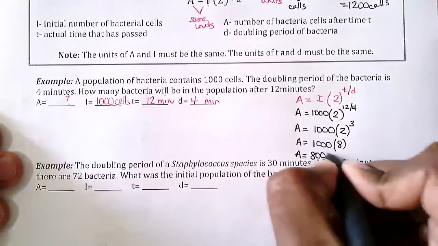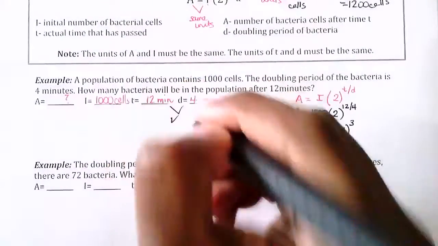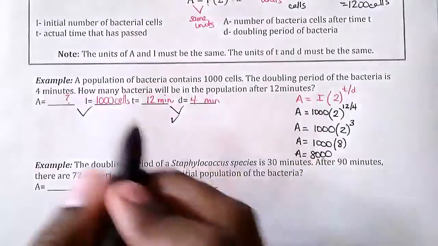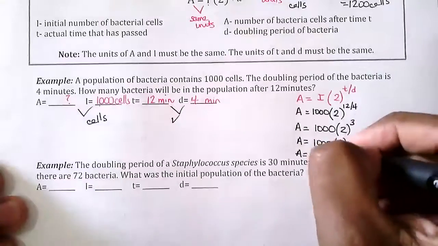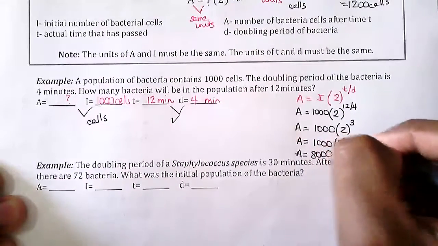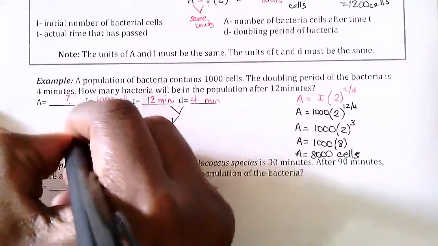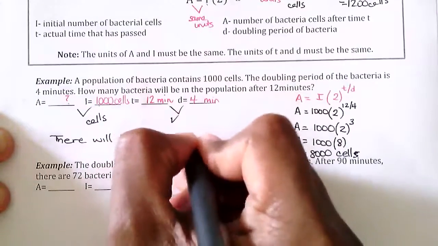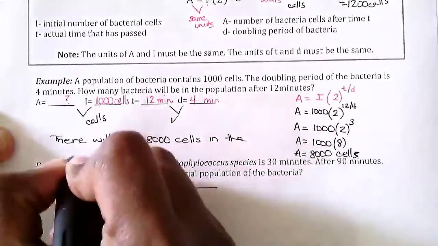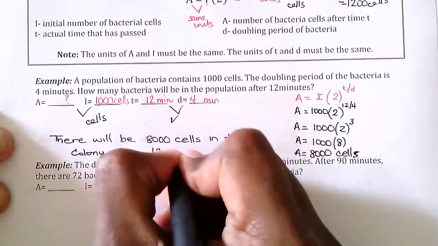So the amount is 8,000. One thing I forgot to do, which you should always remember, is make sure these units are the same first, and make sure these units are the same as well. So the I here is cells, so the A should be measured in cells as well. So A is 8,000 cells. Again, this is a word problem, so write down a final sentence. There will be 8,000 cells in the colony after 12 minutes.